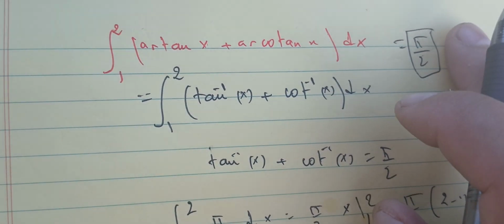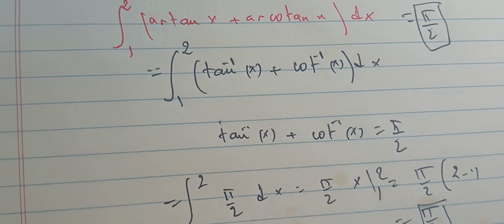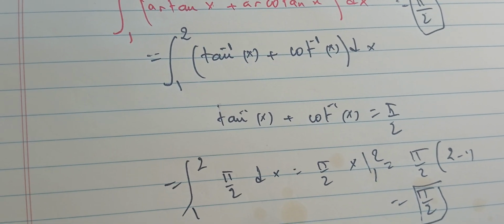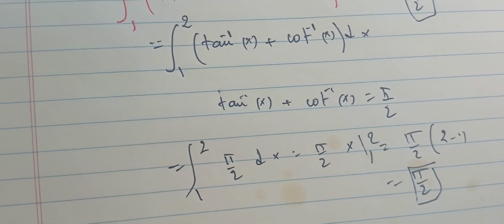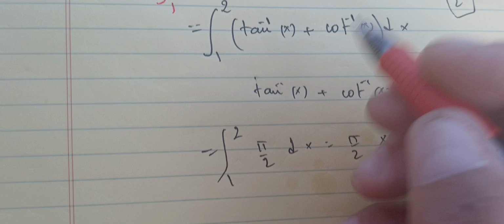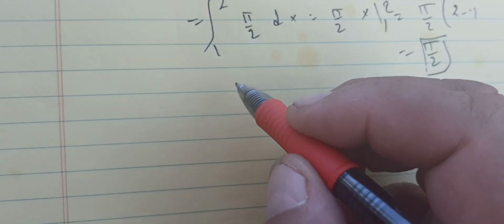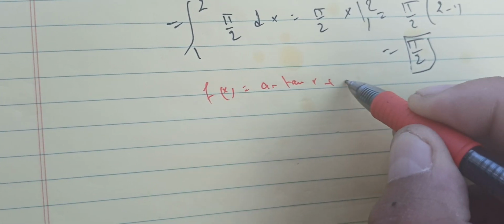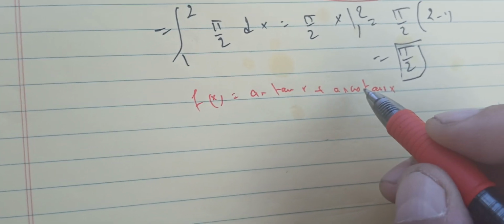So if you know this value, you can quickly solve. But what if you don't know it? This is a problem, okay? So we have to prove this result here, for those who don't know this. So let's define a function. We're going to call it f of x. It's going to be arctangent of x plus arccotangent of x.